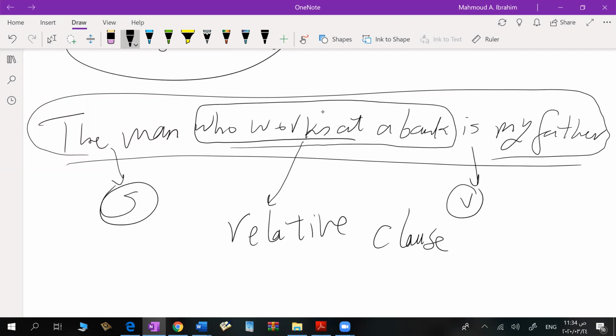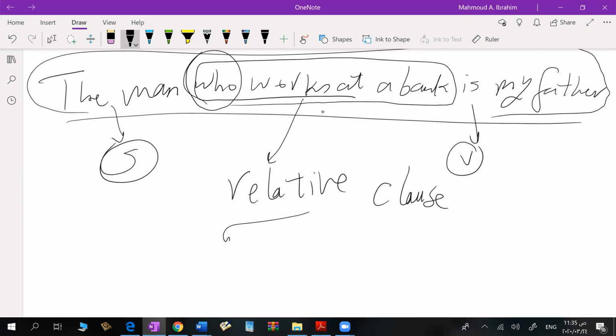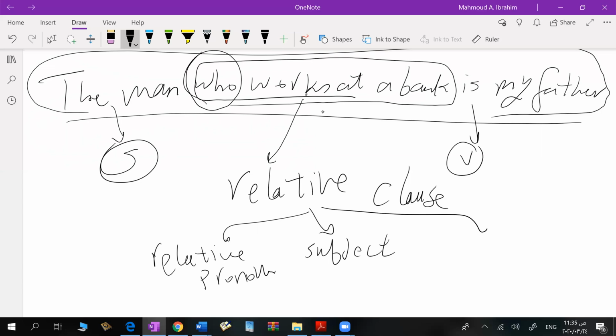A relative clause means the relative pronoun, which is who, or which, or whoever, or whomsoever. Okay, this is the relative pronoun, and the subject and the verb. So the relative clause consists of what? The relative pronoun, and the subject, and the verb. Correct.